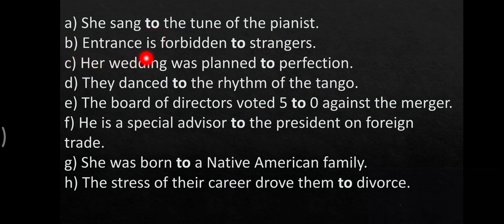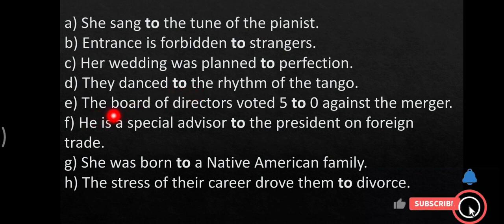B. Entrance is forbidden to strangers. In the second example, the preposition to is used here for restriction, that you are not allowed to enter. And C. Her wedding was planned to perfection. Here the preposition to is used for achievement or goal. And D. They danced to the rhythm of the tango. Again, preposition to is used here for reaction because they reacted to something.